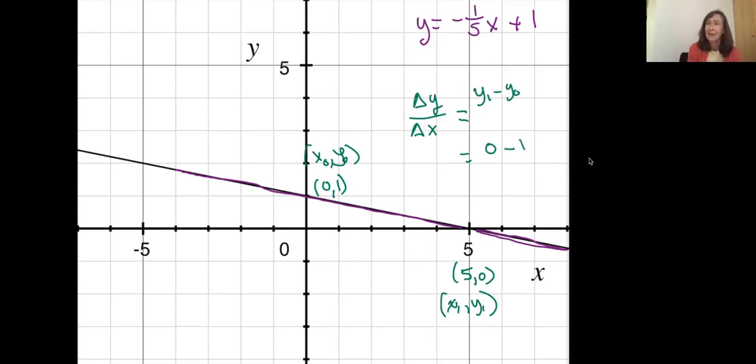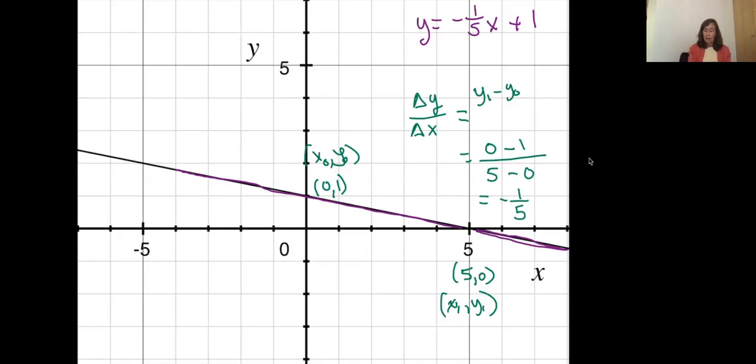I didn't mean to use the opposite values for the indices, but that's how it came out there. Okay, so I've got my ending value for y and my beginning value for y, and my beginning value for x then is 5, and my ending value for x is 0. 5 minus 0, that is indeed -1/5.